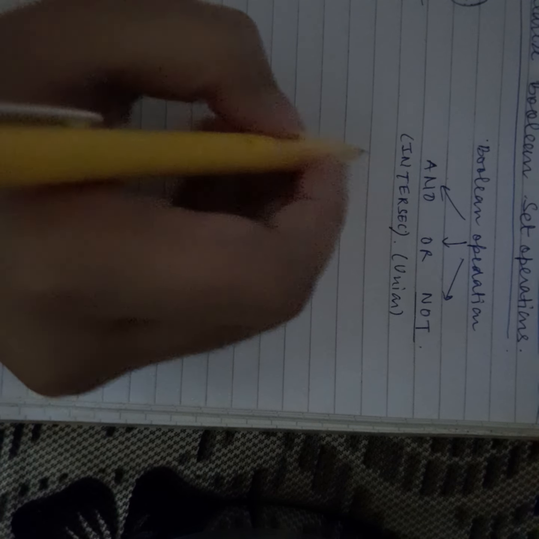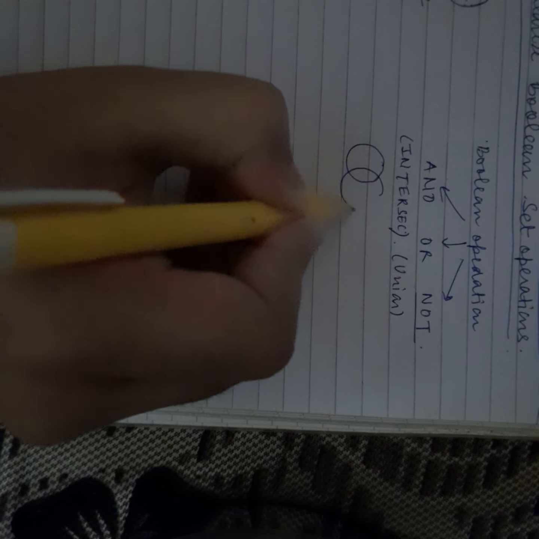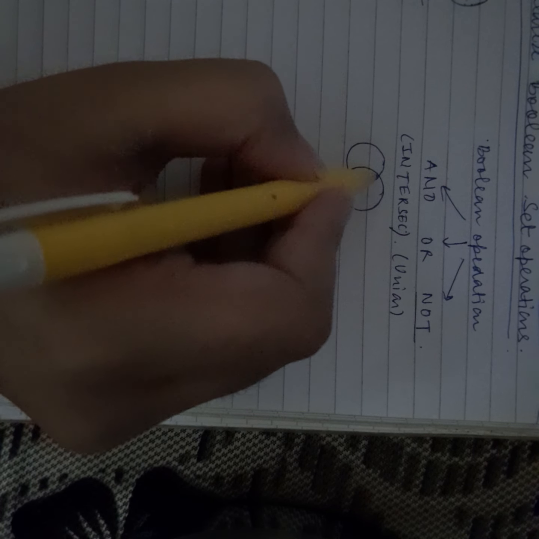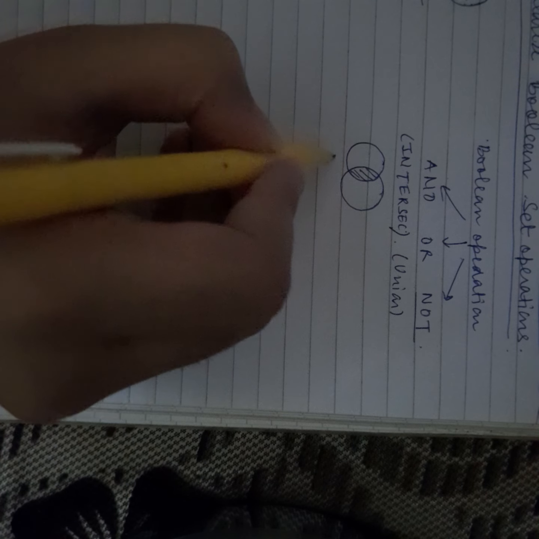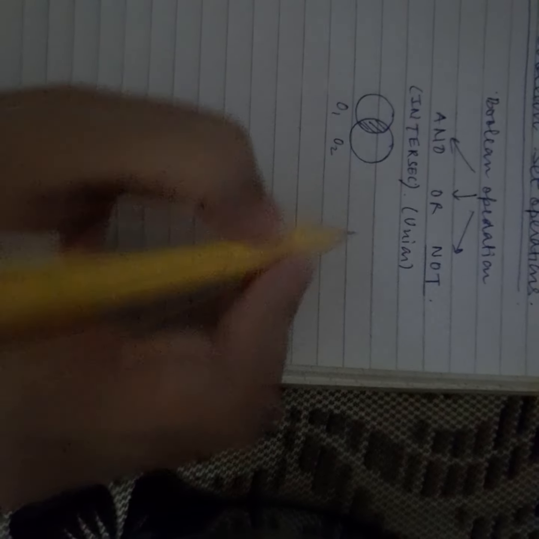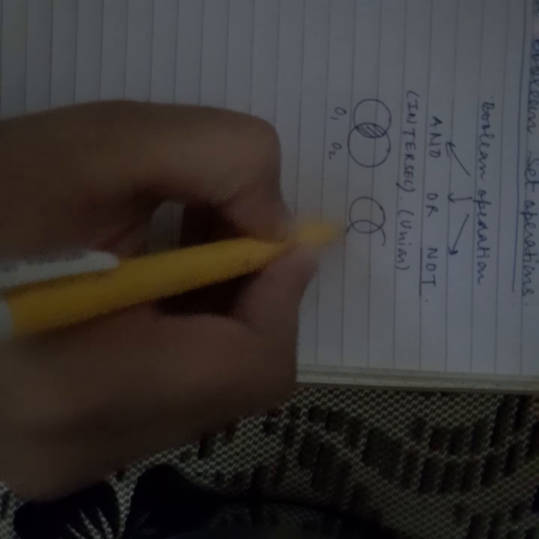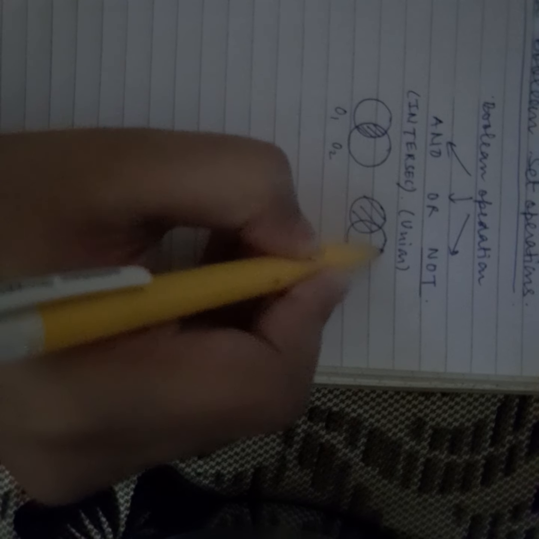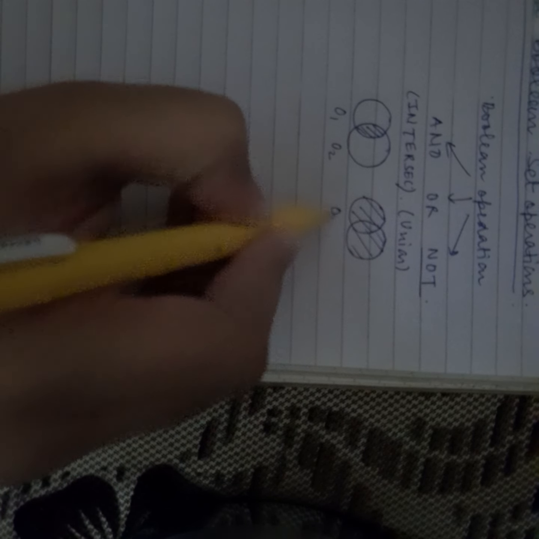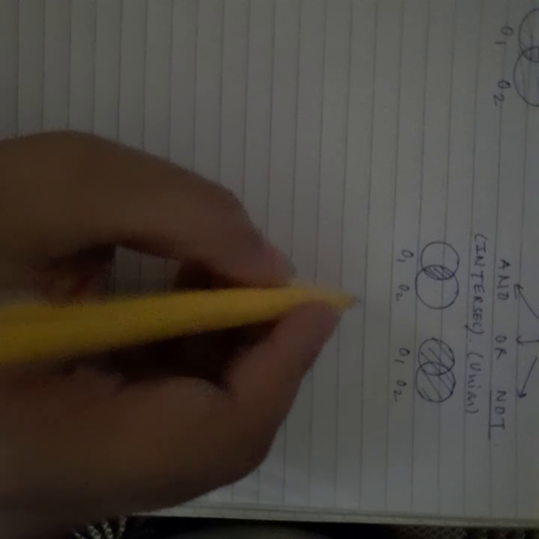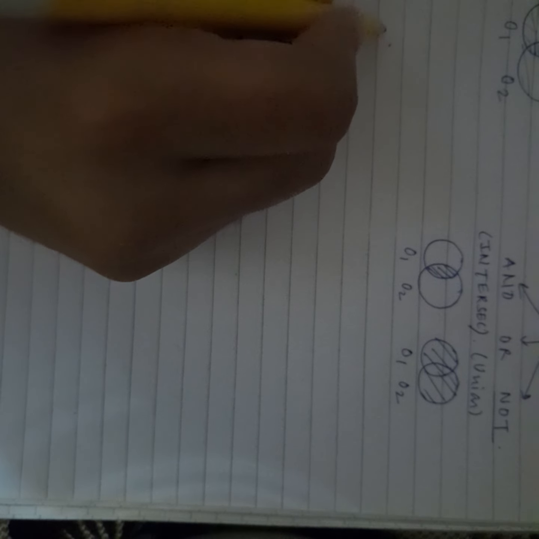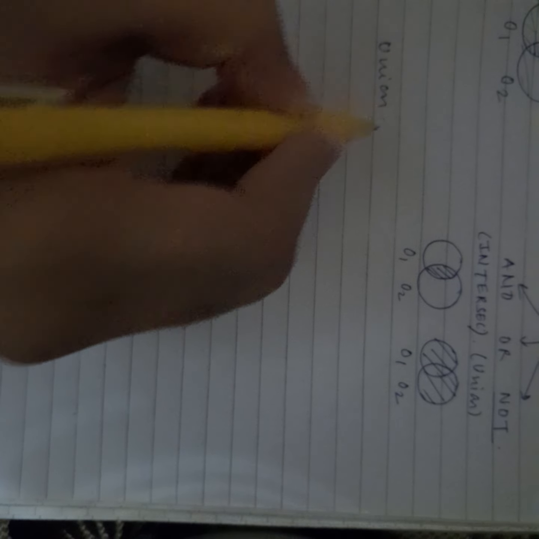So in the AND part, like we have studied in class 12th, we just find the intersection of the two objects like O1 and O2. In the case of OR, we want the whole figure, we want to combine O1 and O2. Now let us study it in detail, starting with union.